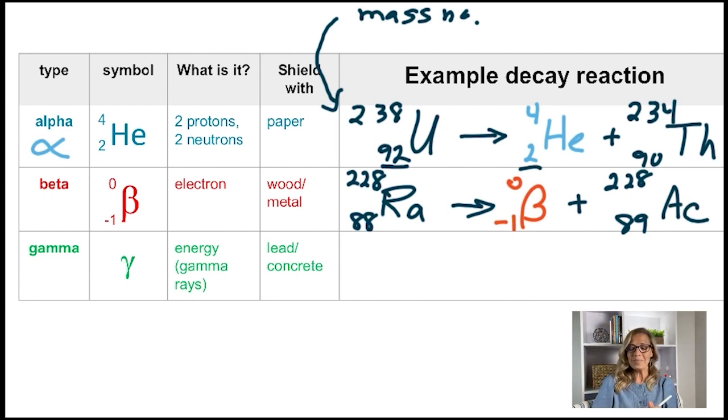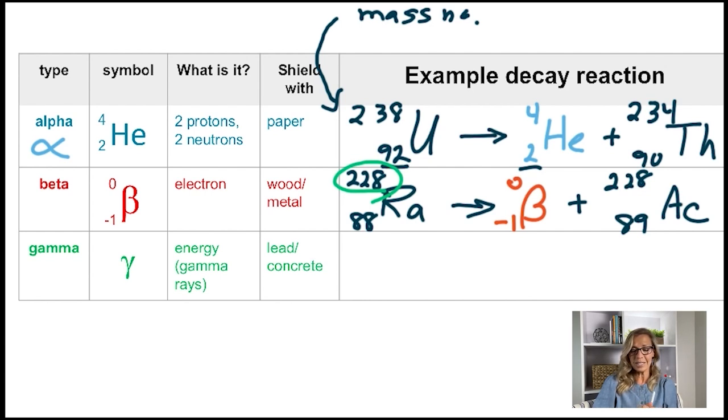Now, here's the deal. Notice that we increased by a proton. Where did it come from? One of our neutrons that was originally in our 228 morphed into a proton and an electron, and that electron was what was emitted as a particle.